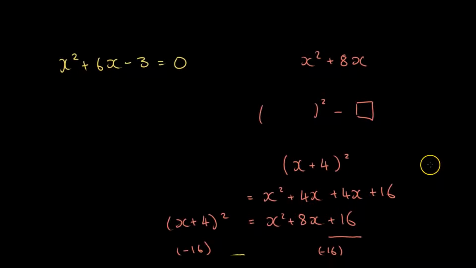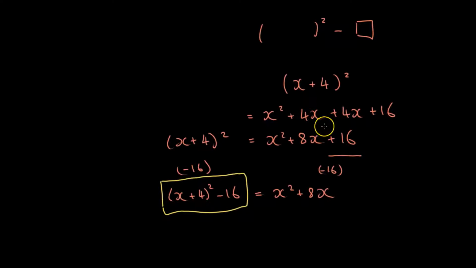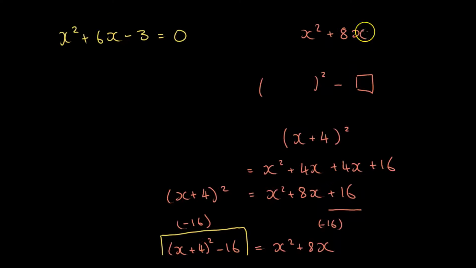So I started off doing this by writing down a bracket squared. I knew what that bracket was going to be. And how did I know that? Well, this plus 8x is going to be formed by two x terms added together. And you can see that each of these x terms is half of the total x term that I want at the end. So the number that needs to go inside the bracket is simply half of the number in front of the x term.